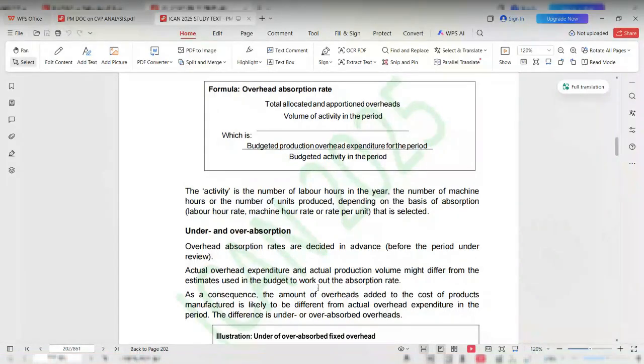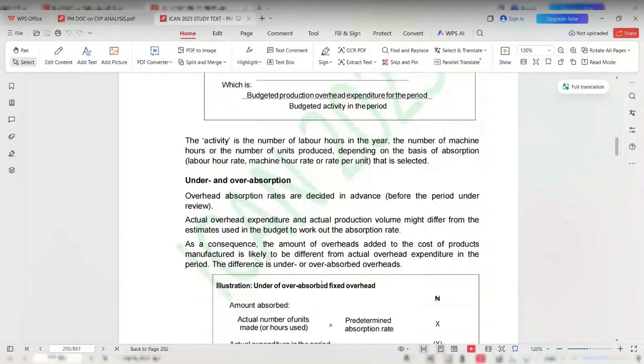Under and over absorption. Overhead absorption rates are decided in advance before the period under review. Actual overhead expenditure and actual production volume might differ from the estimates used in the budget to work out the absorption rate. As a consequence, the amount of overhead added to the cost of products manufactured is likely to be different from the actual overhead expenditure in the period. The difference is either under or over absorbed overhead.